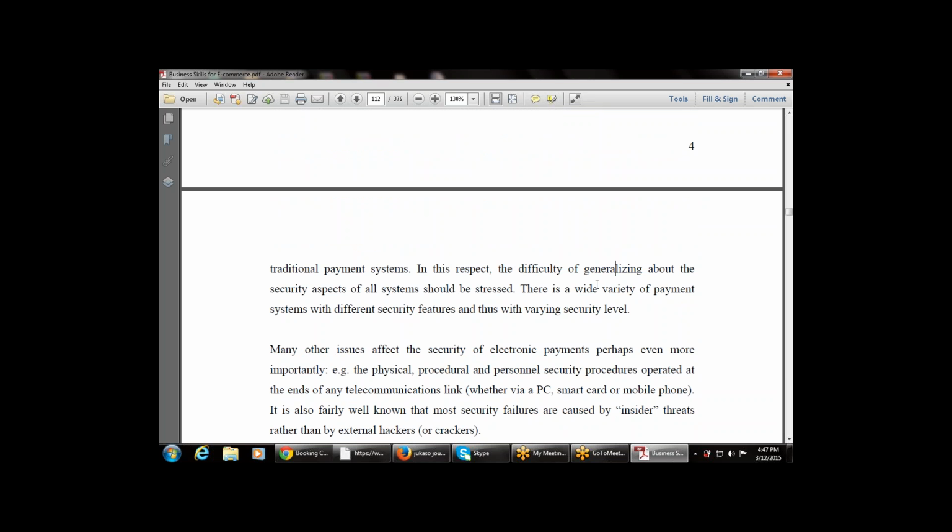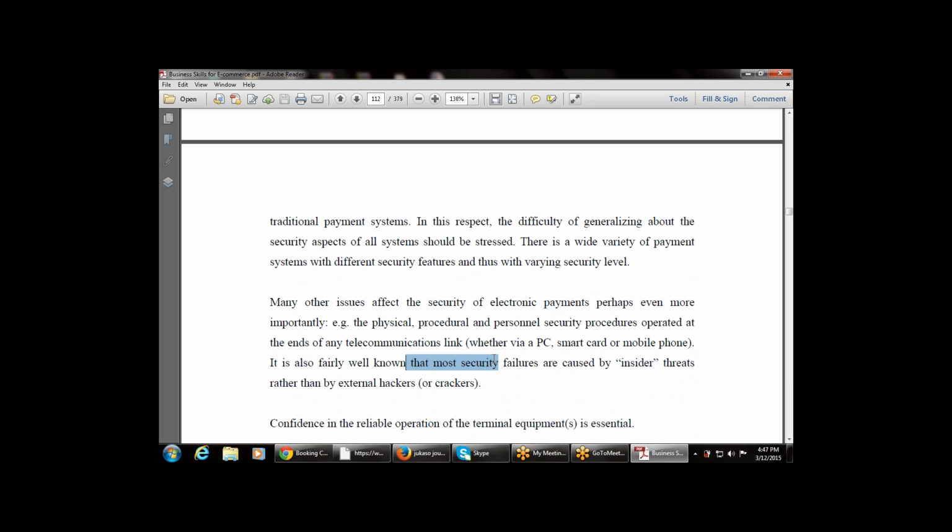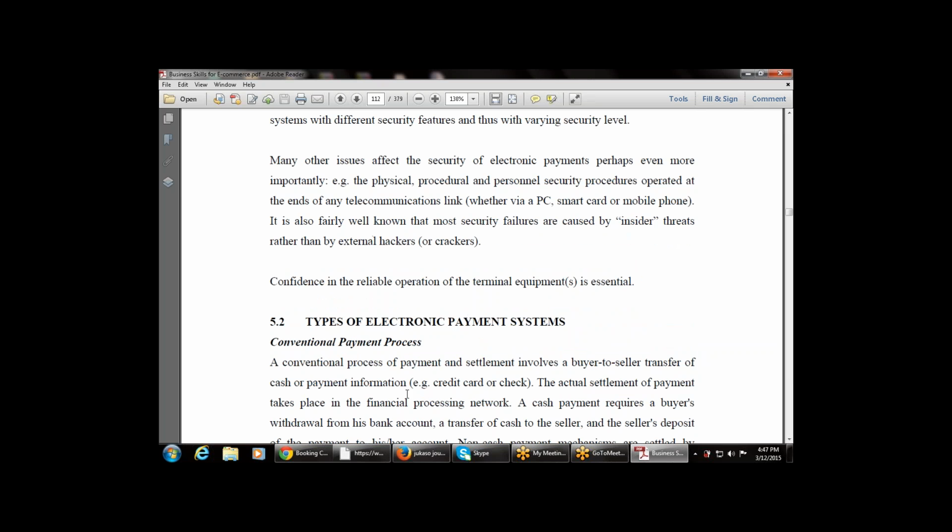For example, the physical, procedural and personal security procedures that are operated at the end of any telecommunication link. That is, we can also consider the security issues that are available with e-commerce transactions. It is also fairly well known that most security failures are caused by insider threats rather than external threats.